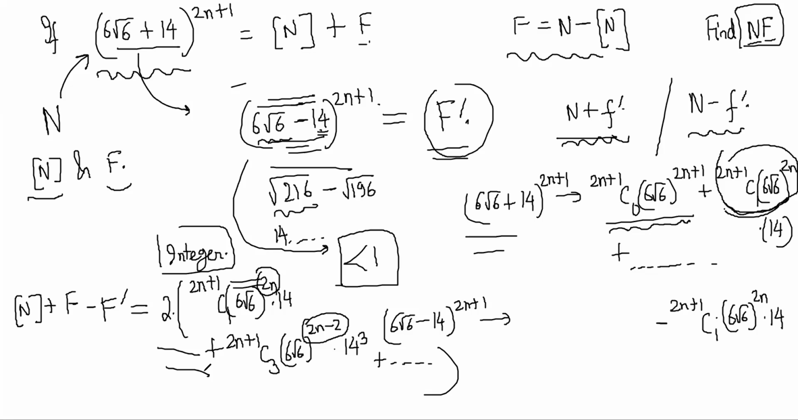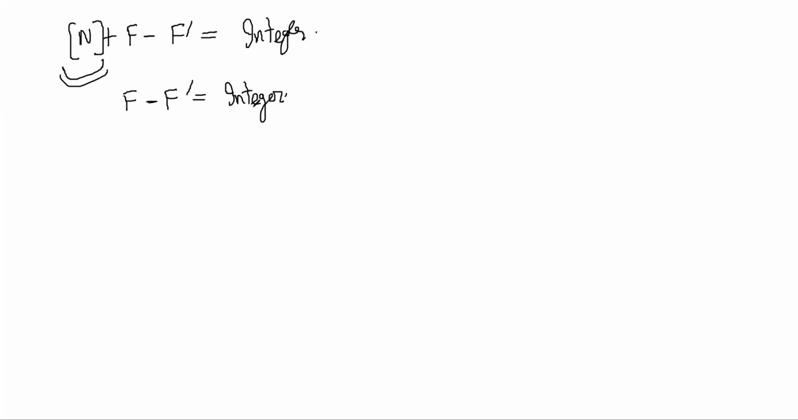The right hand side definitely comes out to be an integer here. So now we have a relationship saying n plus f minus f dash is equal to an integer. And this is an integer. So basically we know f minus f dash is an integer.